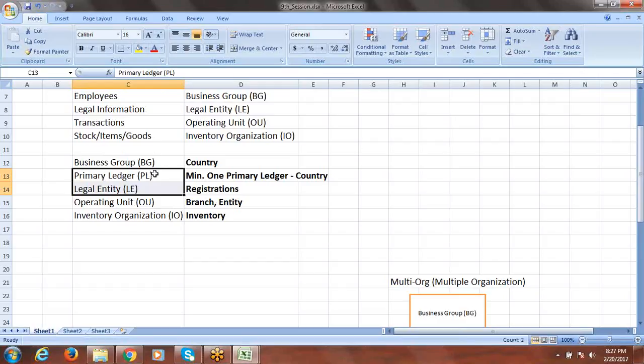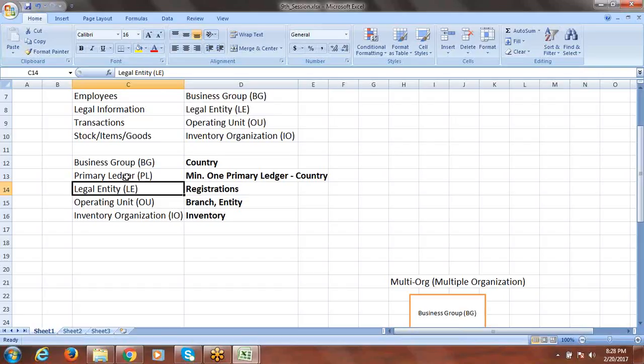When you talk about primary ledger and legal entity, it is a simple point. Under one primary ledger, you can have n number of legal entities, but one legal entity can be assigned to only one primary ledger. Multiple legal entities can be assigned to one primary ledger. Hope it is clear.